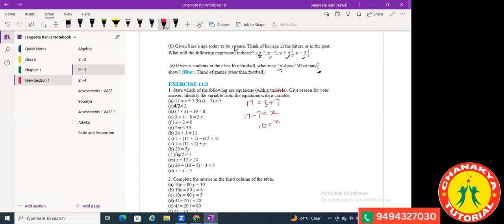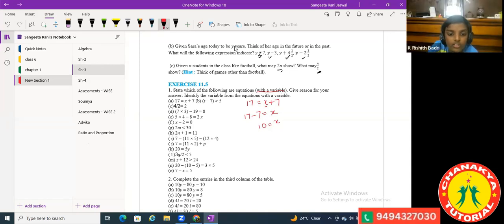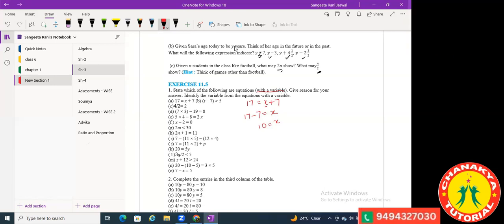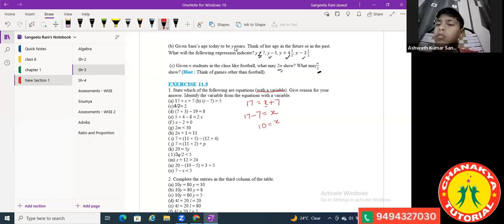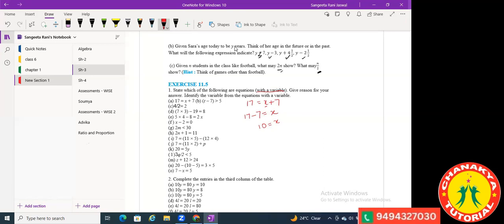Ma'am, but they told us to give the reason. So for this one, should we give the reason like 4 by 2, 2 ones are 2? Yes. When we divide 4 by 2, we get 2. So the left side is equal to the right side. Okay, so that's how both sides are equal. Now see the next one.